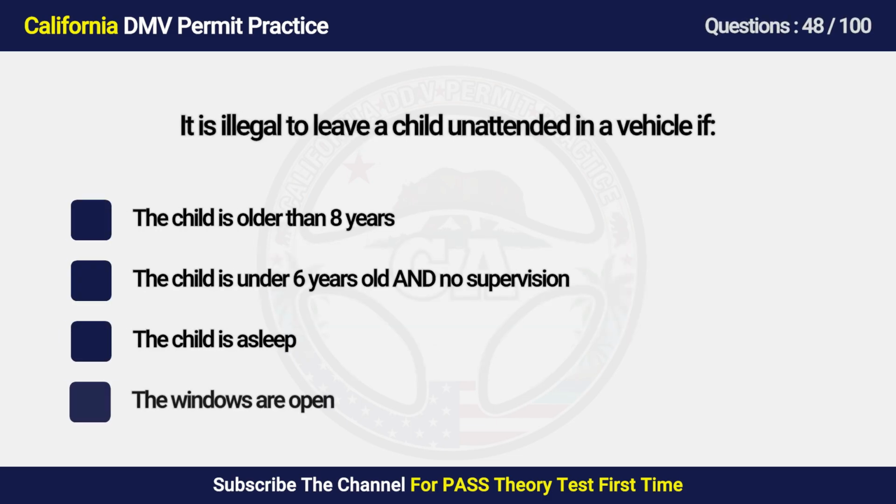Question 48. It is illegal to leave a child unattended in a vehicle if: A. The child is older than 8 years. B. The child is under 6 years old and has no supervision. C. The child is asleep. D. The windows are open. Answer is B. The child is under 6 years old and has no supervision.